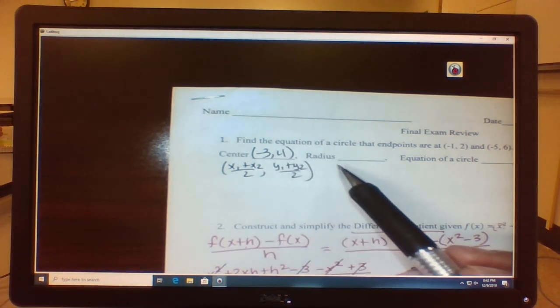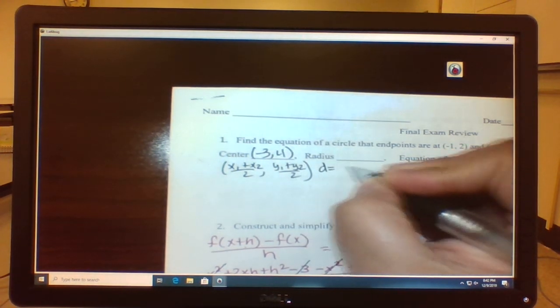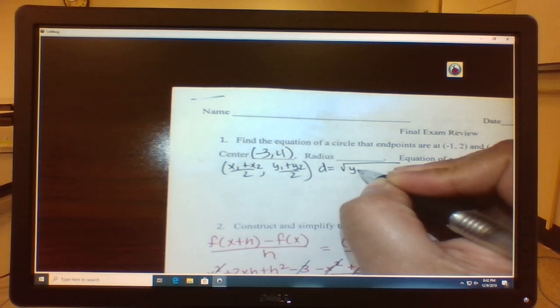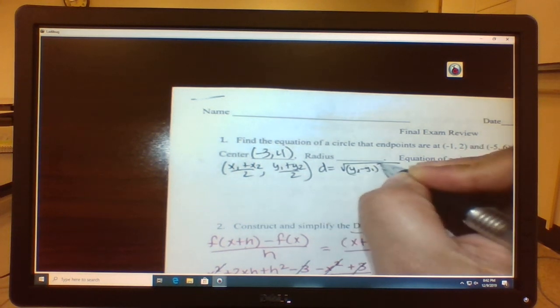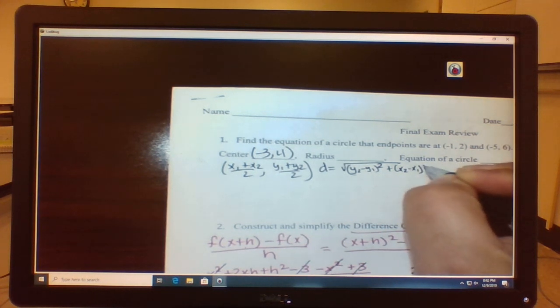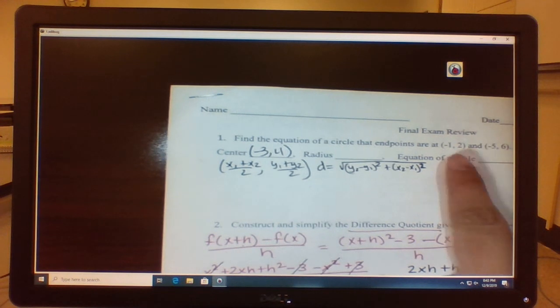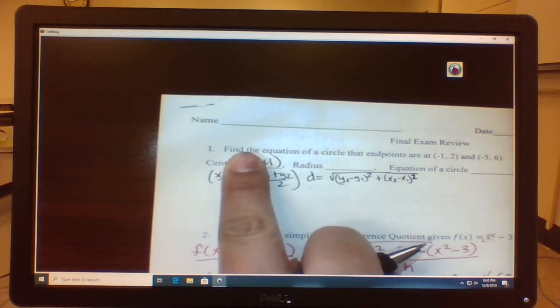Now, how do you find the radius knowing that this is your center? I need to use the distance formula, which is the square root of y sub 2 minus y sub 1 squared plus x sub 2 minus x sub 1 squared. Now, which 2 points am I going to use? One of the endpoints and the center.